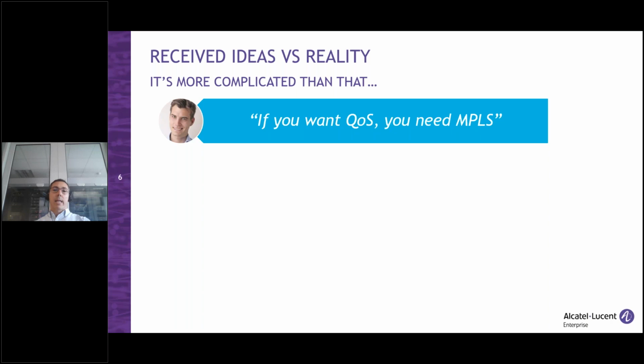So the first one is about QoS. And the legend goes that if you really care about QoS, then you must use MPLS. When we talk about QoS, what we are talking about is traffic classification, queuing, scheduling, policing, shaping. If you look at the MPLS header, there's only 3 bits for QoS. These are the 3 EXP bits. Compare that to a simple Ethernet frame. The COS, class of service field, has exactly 3 bits also. So there's no difference when it comes to classification.